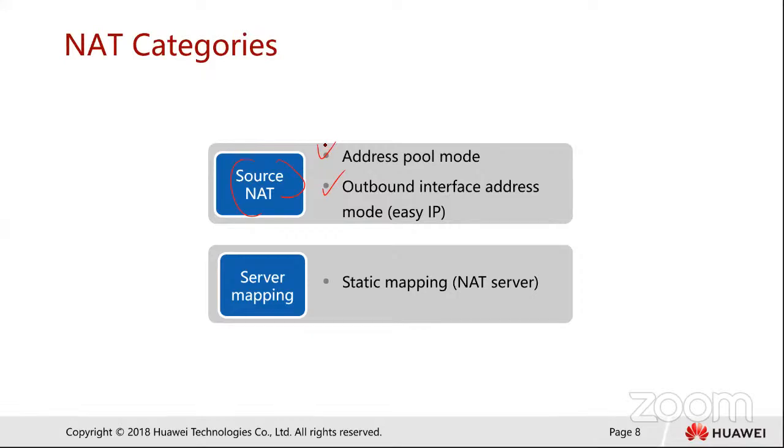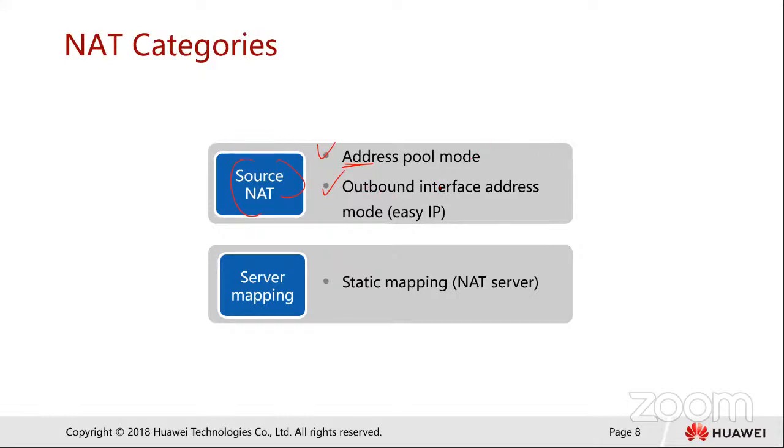We have the address pool mode here, and with the address pool mode, basically the IP addresses in the address pool are used to translate users' private addresses. So you have a pool of public addresses, which are used to translate our private addresses for the users. This mode applies when many private network users access the internet.